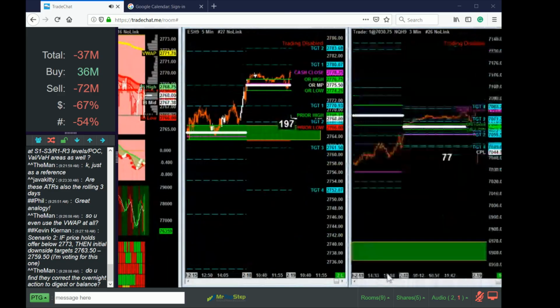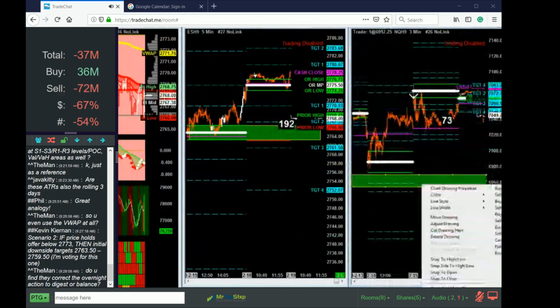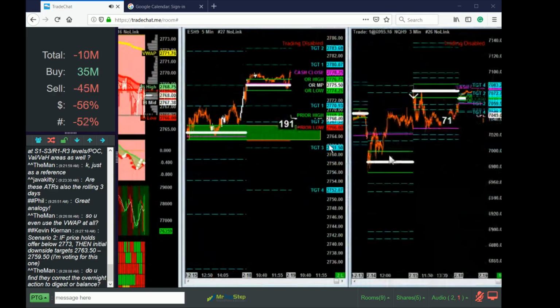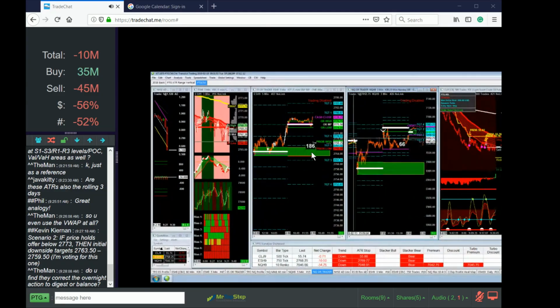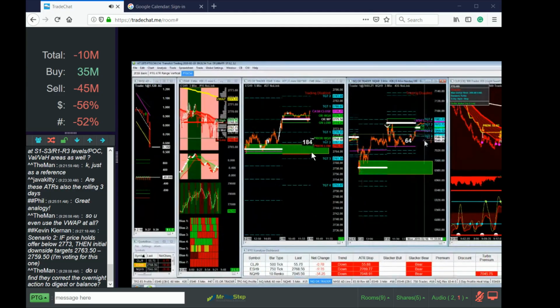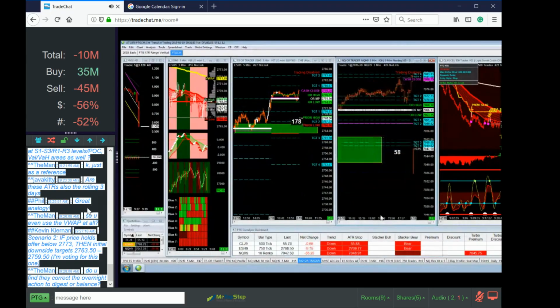Take a look where the NQ was. The NQ, where's the opening zone? The opening zone for the NQ is down here. And then we have an overlapping opening zone from Thursday over here. Okay, so those zones represent prior openings.